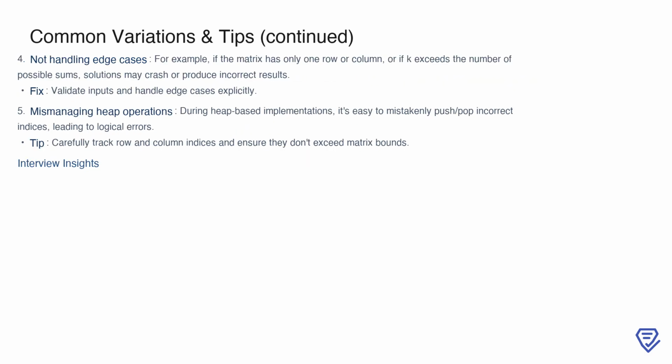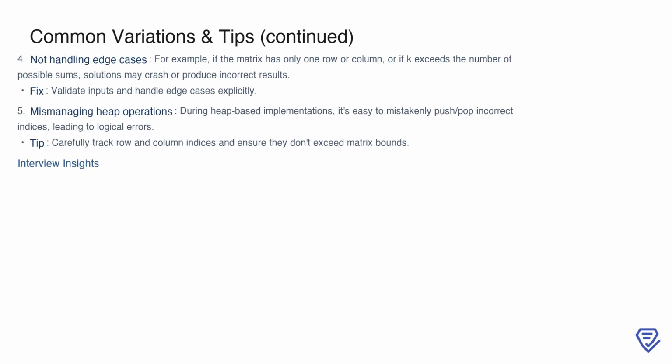Another important point to consider is handling edge cases. For instance, if the matrix has only one row or column, or if k is greater than the total number of unique sums possible, the solution might fail or produce incorrect results. To avoid this, it's essential to validate the inputs and explicitly handle such scenarios in the implementation.